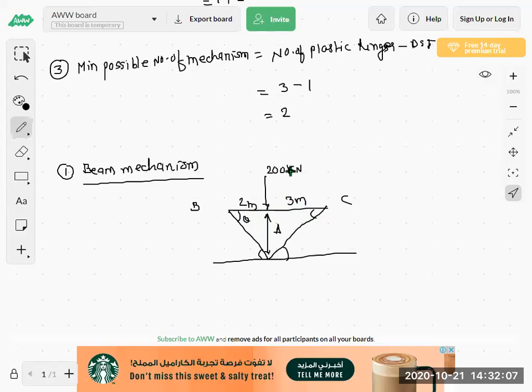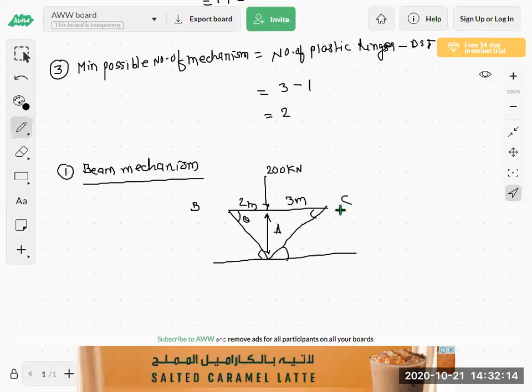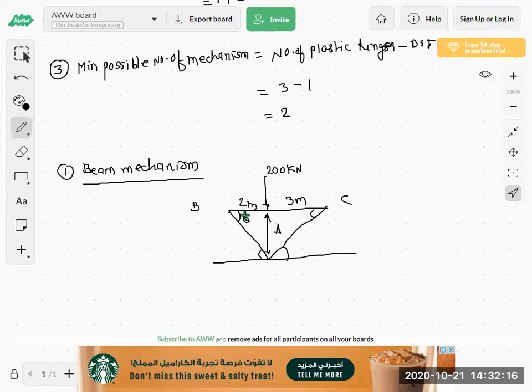So this 200 kilonewton load is acting at a 2 meter distance from B support and at a 3 meter distance from C support. So the rotation for this 2 meter distance is theta. Then for this 3 meter distance, we have to take theta 1, because the rotation will not be same for this 2 meter and 3 meter span. So now again this rotation is theta and this rotation is theta 1.